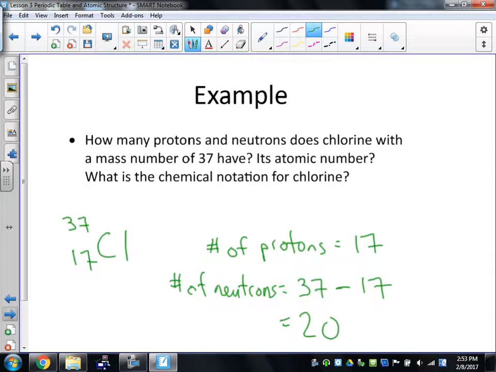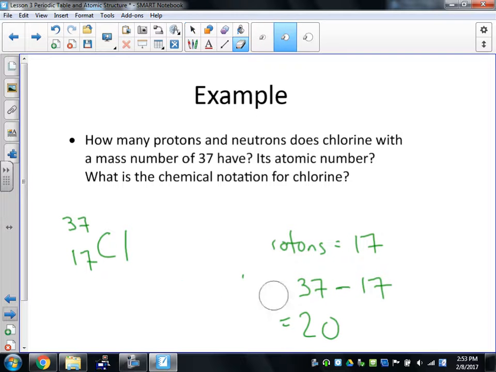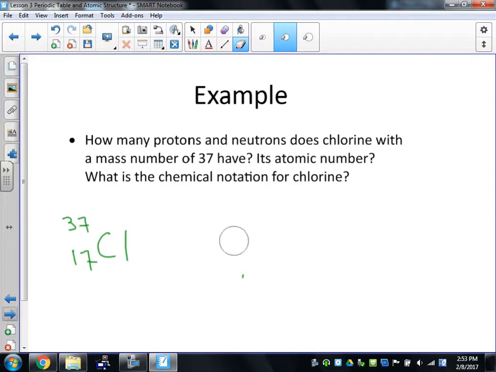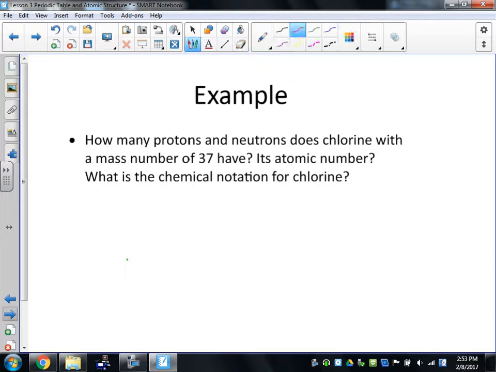All right. Let's see here. Well, I think we did this already, but let's do it again here real quick. It says here, how many protons and neutrons does chlorine with a mass number of 37 have? And its atomic number and the chemical notation for chlorine. So these are questions you're going to see today, guys. Maybe you'll want to start with the chemical notation for chlorine.